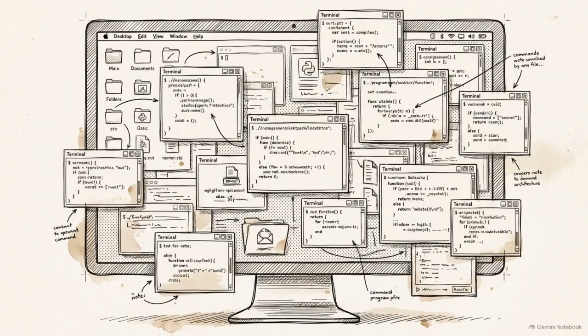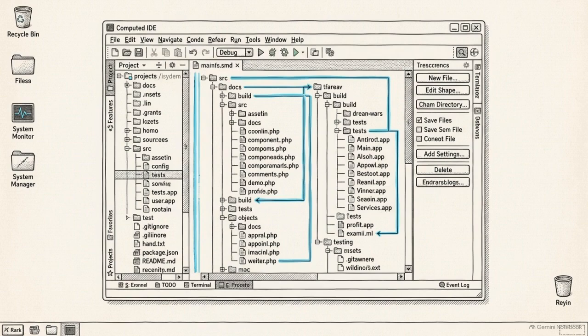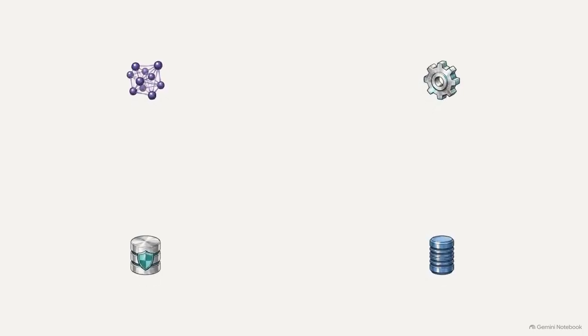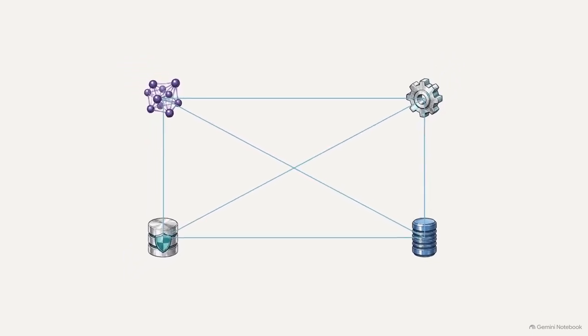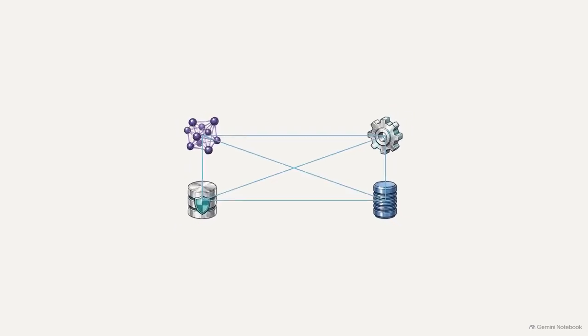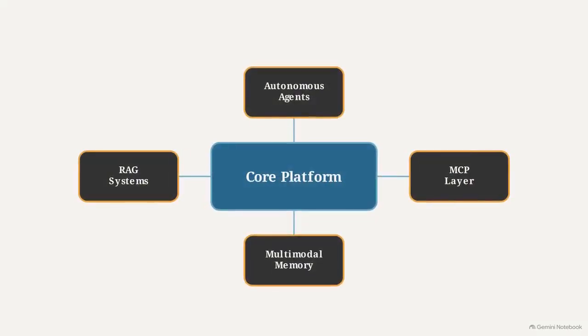As you approach the final phases, stop building isolated toy projects. It is time to consolidate everything into a single undertaking. Your capstone is a unified enterprise AI platform. You will integrate autonomous agents, the model context protocol, and multimodal memory until they lock into one cohesive architecture.